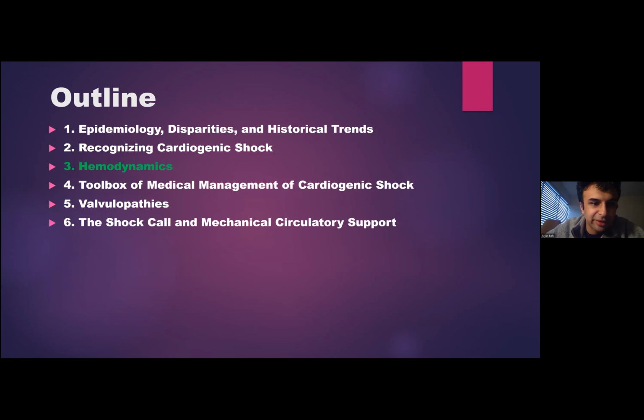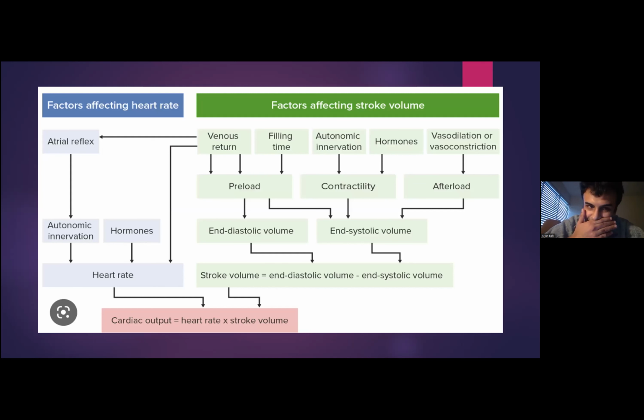So we're going to talk a little bit about hemodynamics. Again, not going to do any PA catheter cases or anything like that. But the factors that affect cardiac output do include heart rate. It's a very important one. And then stroke volume is influenced by preload, which is also influenced by filling time. You talk about how long you're in diastole, sometimes overlooked.